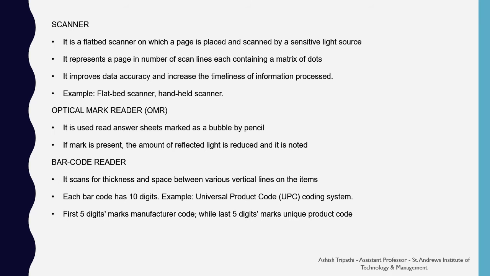Barcode reader. It scans for thickness and space between the various vertical lines on the items. Each barcode has 10 digits. Example: Universal Product Code (UPC) for the coding system. First 5 digits mark the manufacturer code, while the last 5 digits mark unique product code.